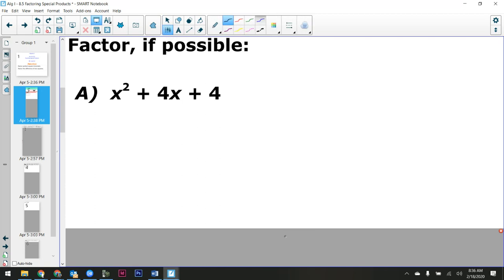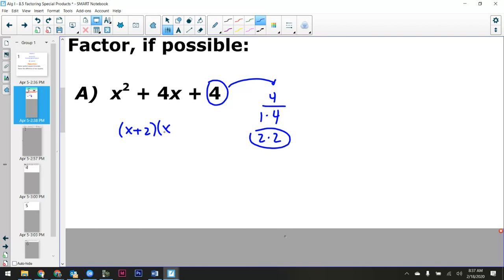Okay, so what number am I going to find the factors of again? 4, right? Because of this right here, right? That 4 tells us, okay, I need to make this list. 1 times 4, 2 times 2. Which set of factors worked? 2 and 2, right? So this turns into x plus 2, x plus 2. Is there another way to write that? Is there another way to write that?